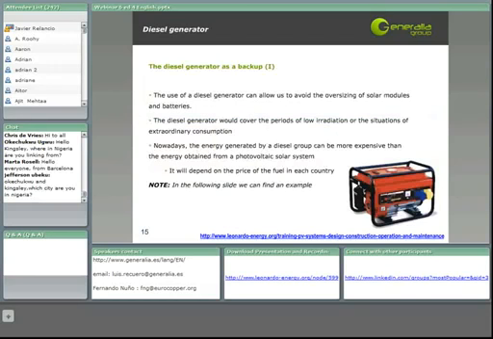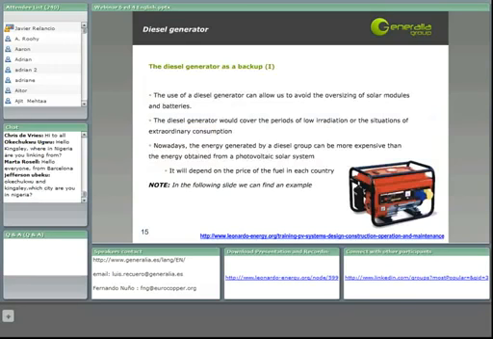As we have said along the webinar, a diesel generator can be used as a backup in order to reduce the number of panels and batteries that we need to guarantee the supply after several days without sunlight, or in situations of extraordinary consumption. As we will see in the next slide, nowadays the energy generated by a diesel group can be more expensive than the energy obtained from a PV system. So we will only use the diesel generator for extraordinary consumptions.